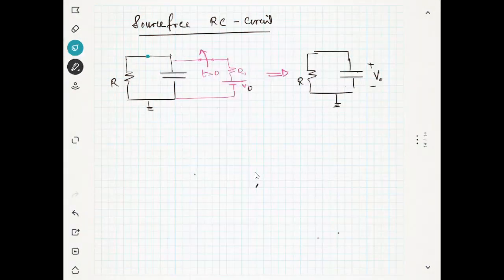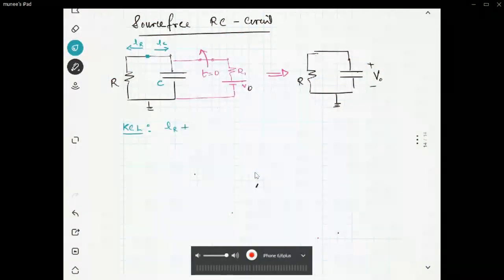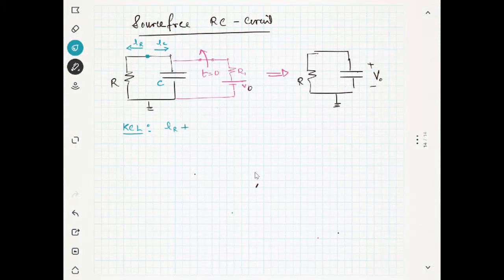Now we have the capacitor. I will consider this node. There is a current here, which is the current through the capacitor, and this current leaving from here is IR. So what is the KCL? KCL will give you IR plus IC equal to 0. Let us assume that the node has a voltage V.